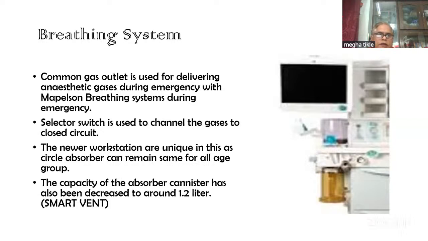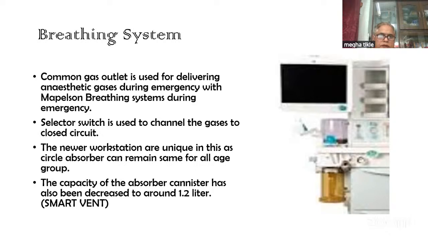From the common gas outlet, the gas goes to the breathing system. We can use an open system. With the selective technique, we can use the open system for the Mapleson breathing system. And the selector switch can be used to switch the channeling of gas into the closed circuit.